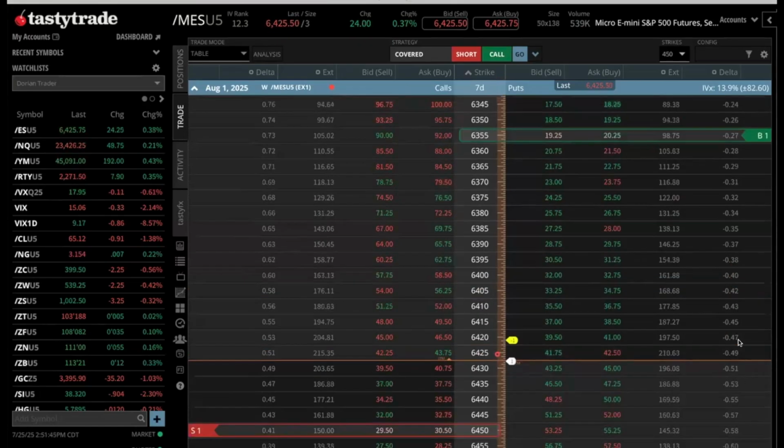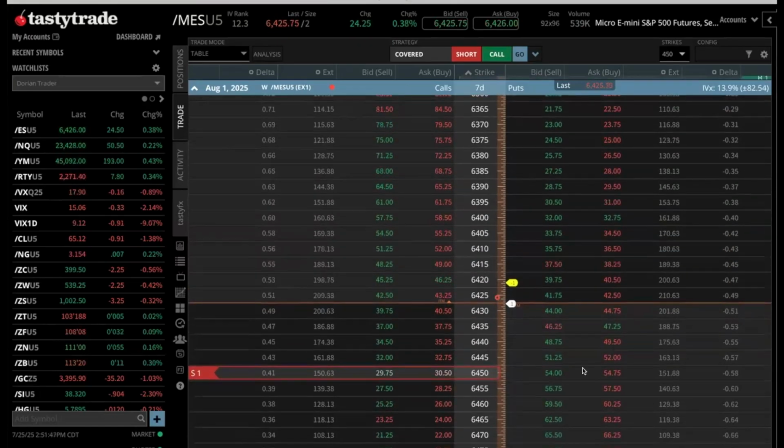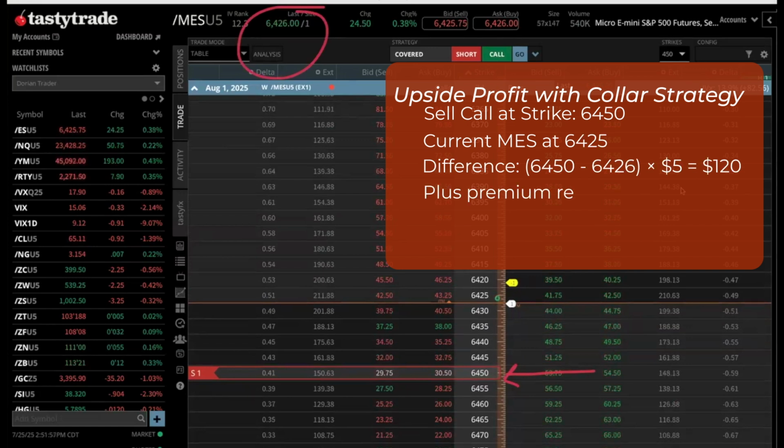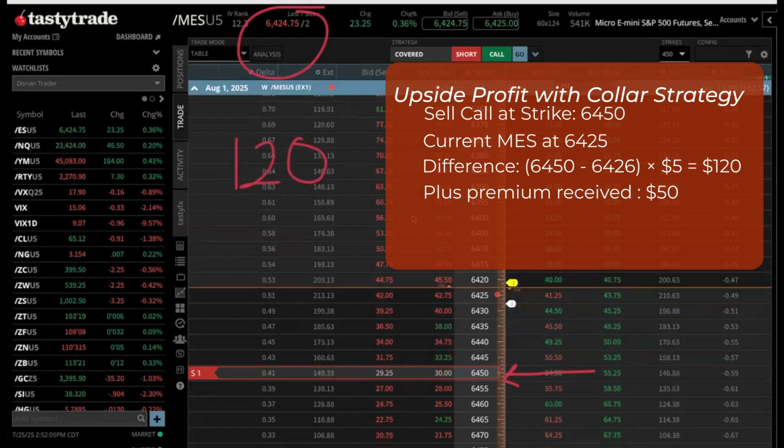So the way you do that is that on the upside, you take this number, which is the 64.50, and you subtract this number from it, right? So let's just say that's 24, right? So 24 times 5 is 120. So that's how much you can make to the upside, is 120. Right? So not a lot. It's only $5 a point, and it's really close to where it's currently trading at, right?